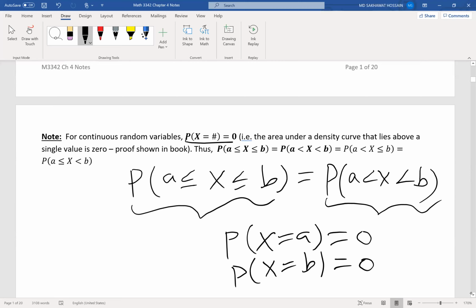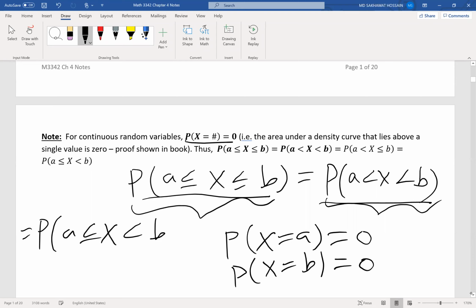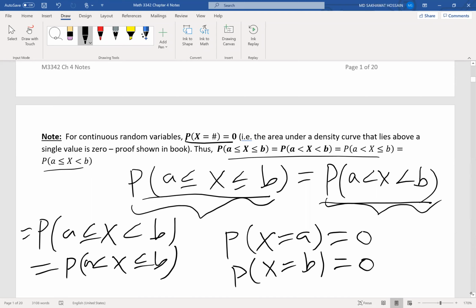But in the discrete case, you have to be very careful. They are not the same. This probability notation and this are not the same. They might have different probabilities. And similarly, this is also equal: x greater than or equal to a, less than b, and this is also equal to the probability of x greater than a, less than or equal to b. All of them are the same. But this is for the continuous case. For the discrete case, they are not the same.